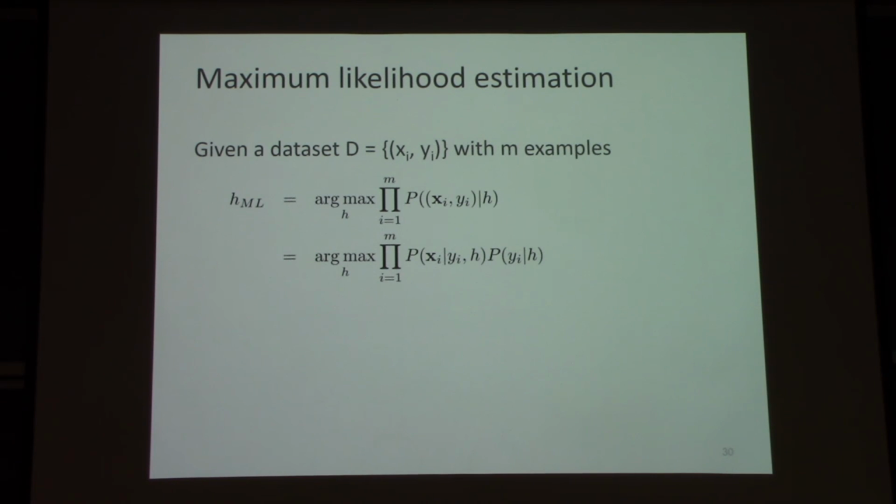Okay, but at this point we can start being mechanical about what we know. I know that P of A and B given C is exactly the same as P of A given B and C times P of B given C. That's exactly what's going on from here to here. P of x, y given h is P of x given y comma h times P of y given h. Right?